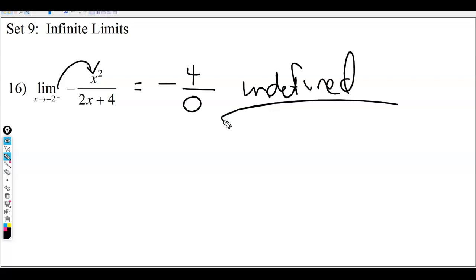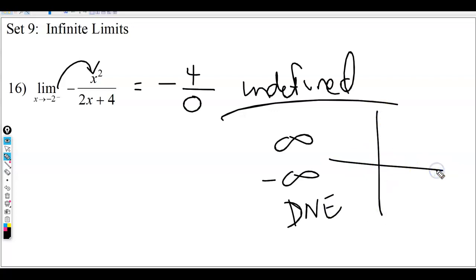But the problem is there's a few ways it could not exist. It could either be infinity, that's undefined, or negative infinity, that's also undefined. Or maybe it just doesn't exist. In other words, it's neither one of those. And the way that that works is when you're thinking of asymptotes.